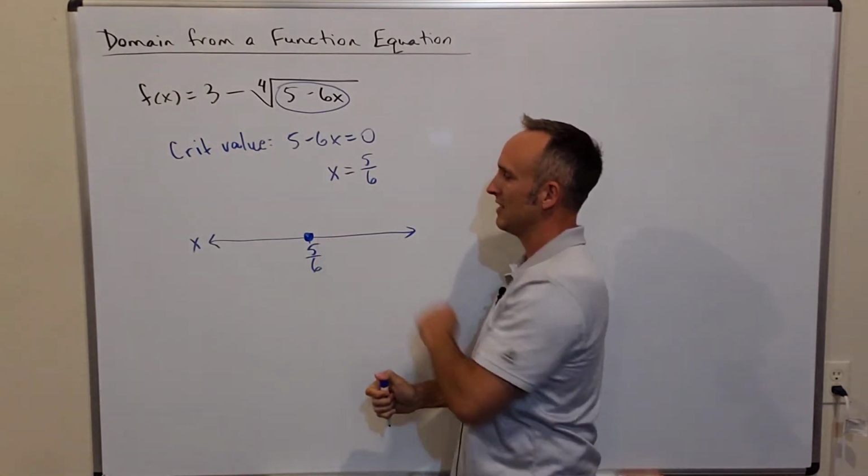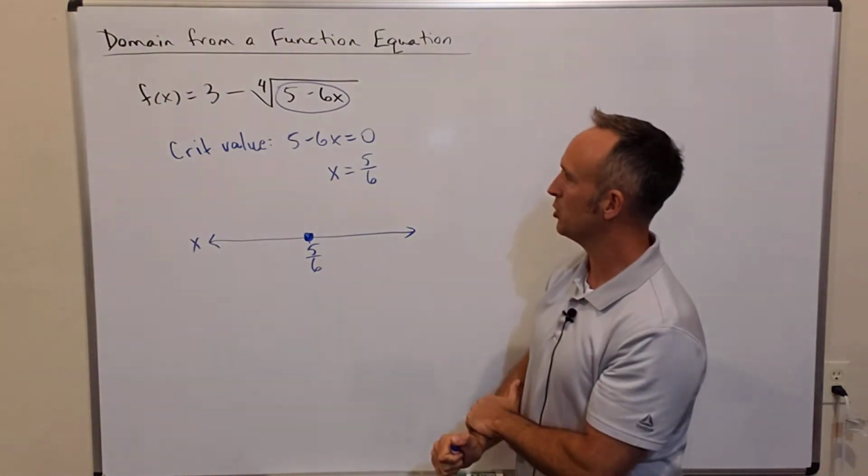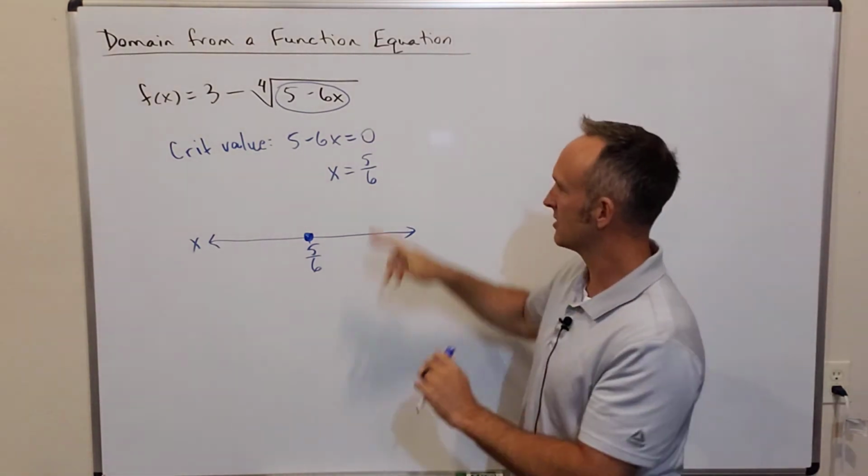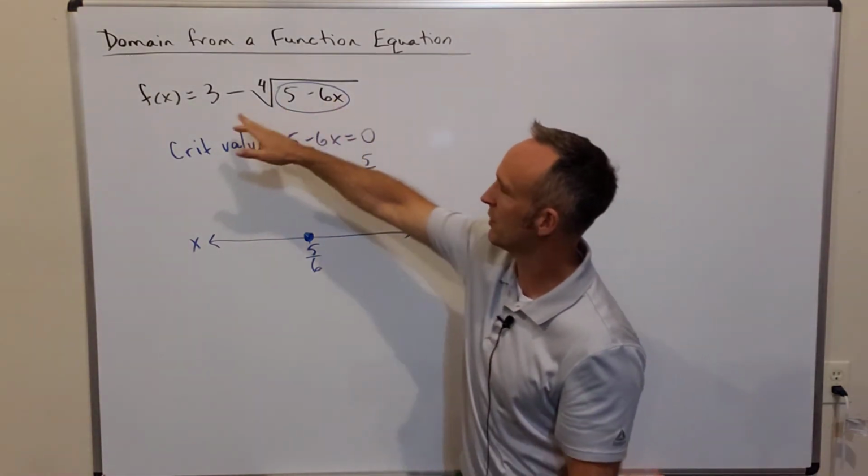So I'm going to shade that value to include it in my domain. And if you want to test this, plug 5/6 in for x into this function, right?